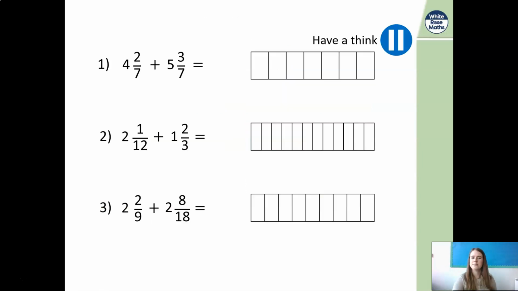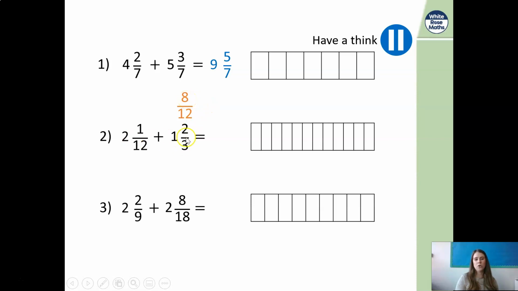Easy peasy. So pause the video and have a think. How are you going to work out the answers to these ones? And if you know, have a go. Okay, well, the first one, denominators are the same, so we just add our whole numbers together. It's going to be 9. 2 add 3 gives us 5, so it's going to be 9 and 5/7. This one over here, we've got different denominators, okay, so we need to make sure our denominators are the same. So 3 goes into 12 4 times, so 2 times 4 is 8.